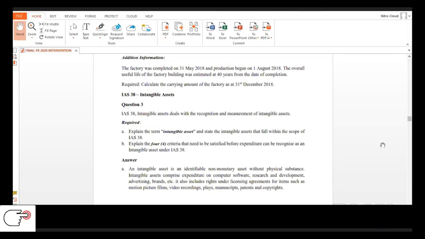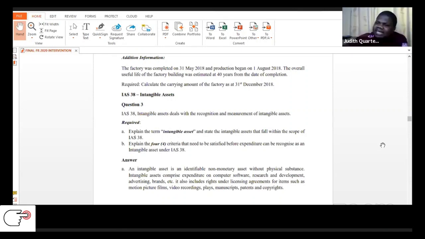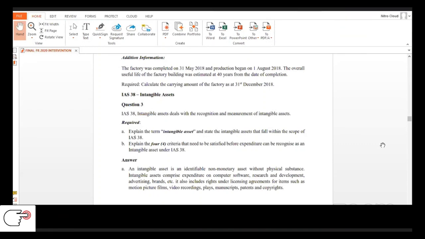The standard gives two exemptions under which a lease asset may not be recognized as an asset. What are the two exemptions? One, minerals?